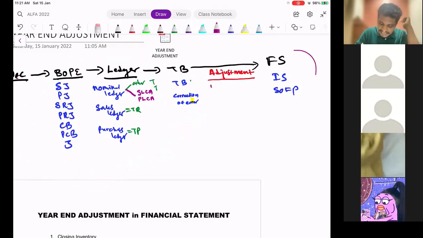So the first adjustment that we will do is we will calculate, or come up with, the closing inventory. That's the first thing that you need to do. You need to calculate how much the closing inventory is.